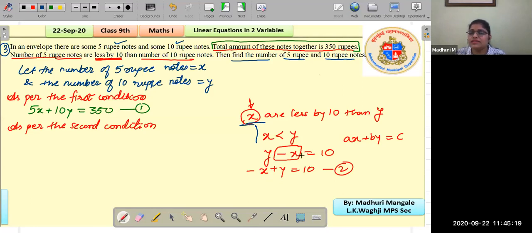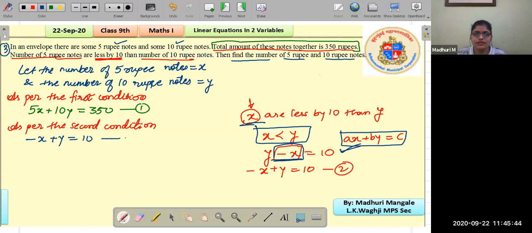So Y minus X will give us 10. We got this equation, but then we need to put it in standard form. The standard form is ax plus by equals c, right? So x term first. The sign of the x term is negative, so it will move with this negative sign. Minus x plus y gives us 10. That is the second equation. Minus x plus y equals 10. This is the second equation.